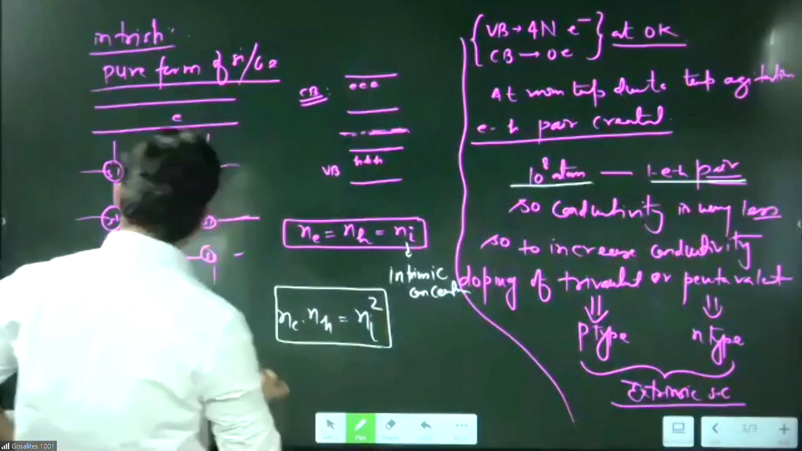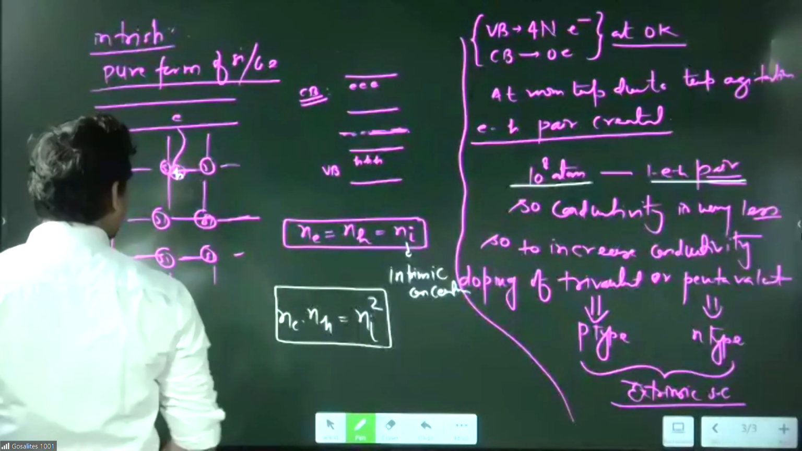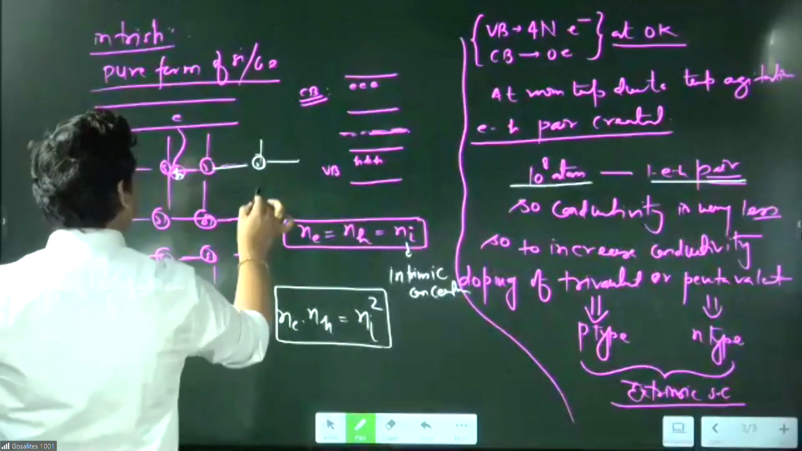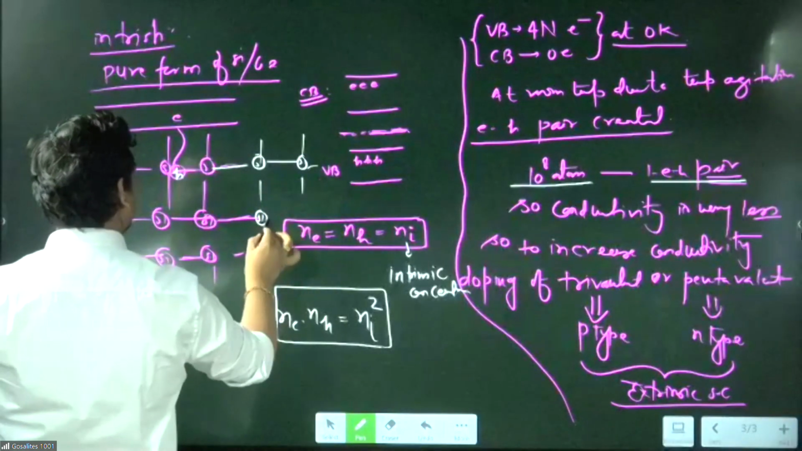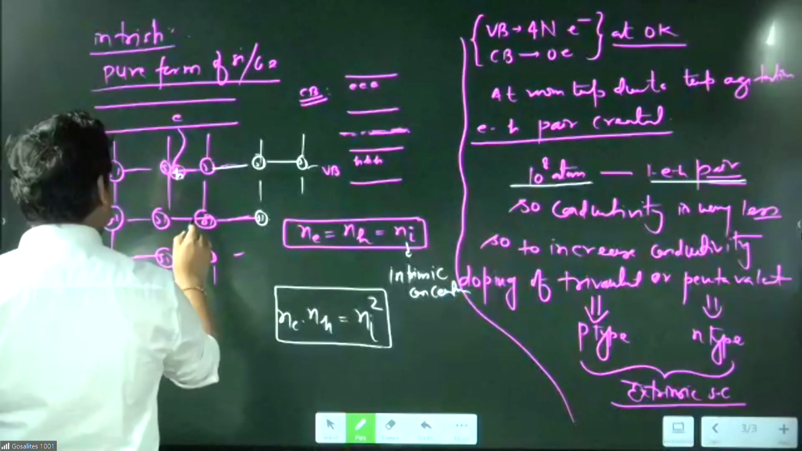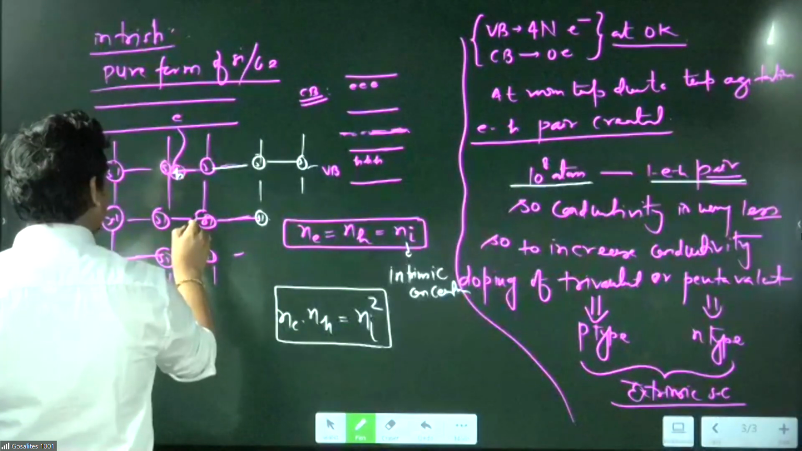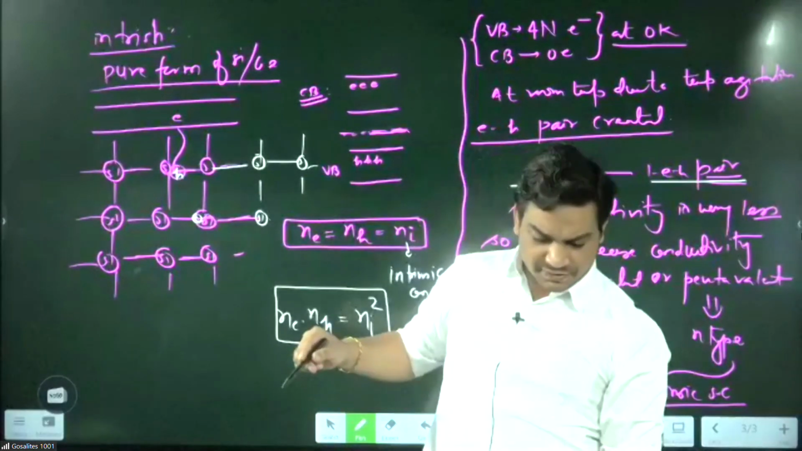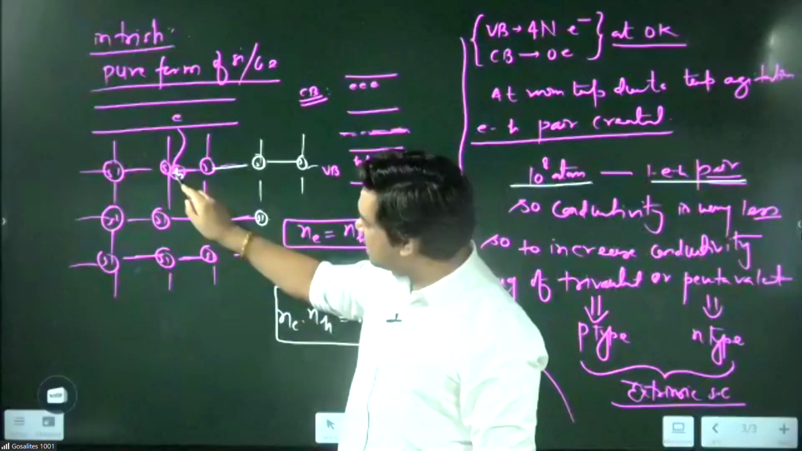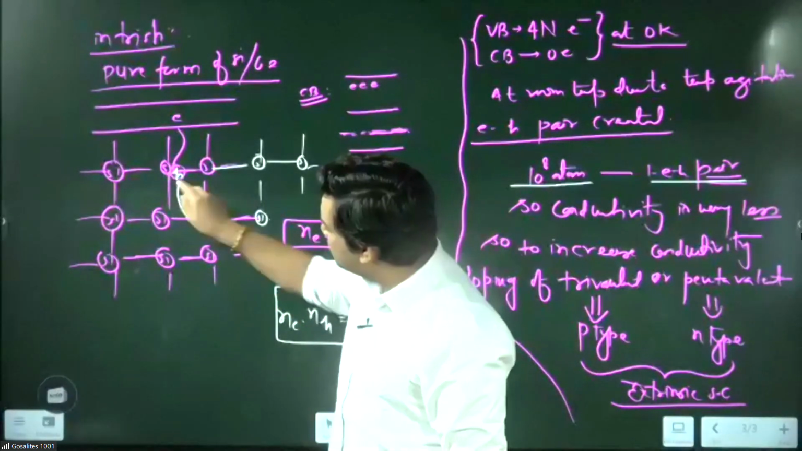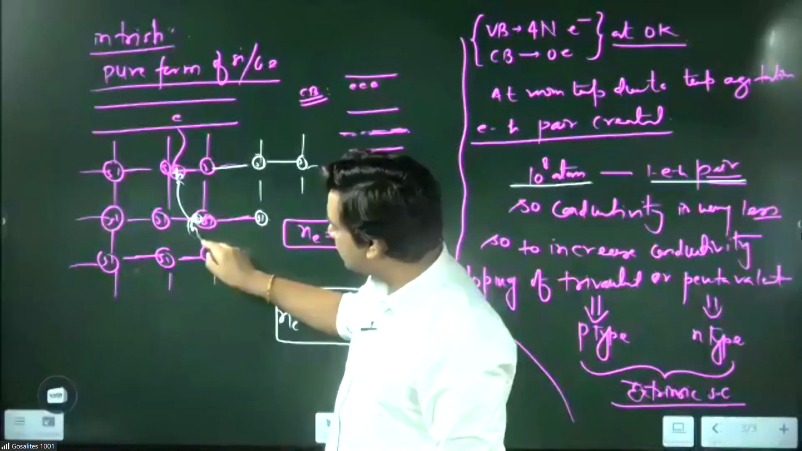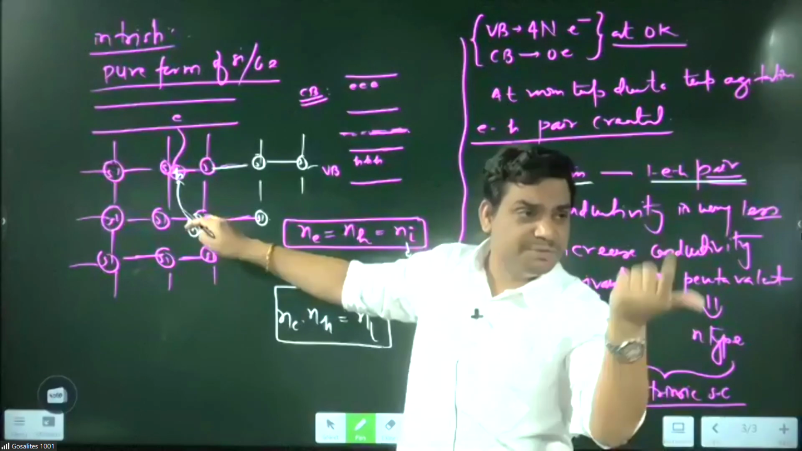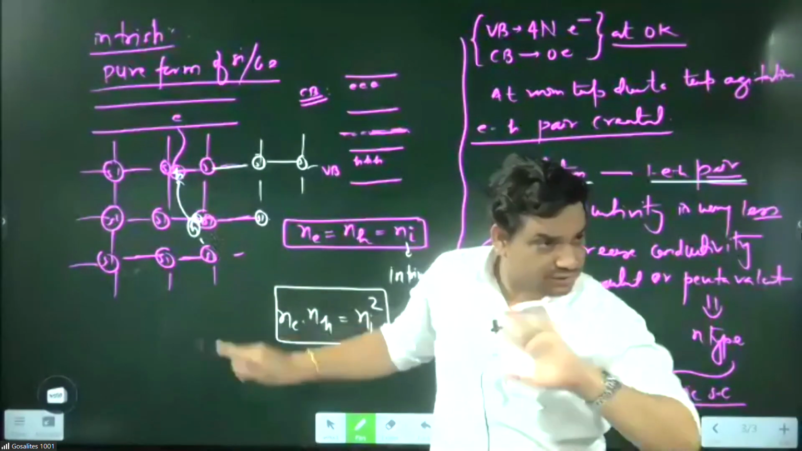Now what happens? Suppose here a hole is created, and there are a lot of silicon atoms. Suppose this electron finds a vacancy and is not happy with its bonding here. It will jump here and fill this vacancy, and the hole will be created here. So you can say the hole moved from here to here, but actually it is the electron that moved, not the hole.